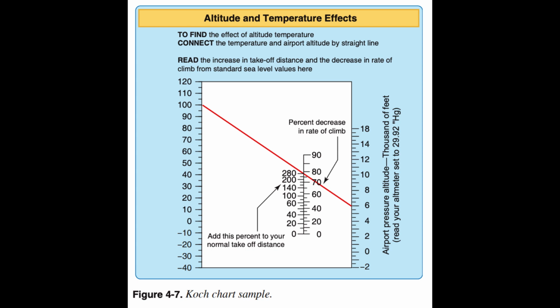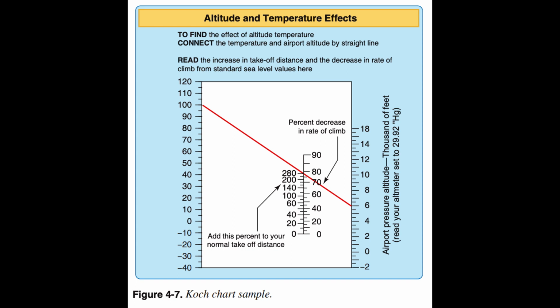The pressure altitude can be determined by either of two methods: 1, by setting the barometric scale of the altimeter to 29.92 Hg and reading the indicated altitude, or 2, by applying a correction factor to the indicated altitude according to the reported altimeter setting.